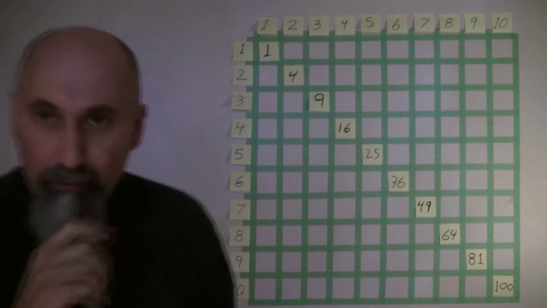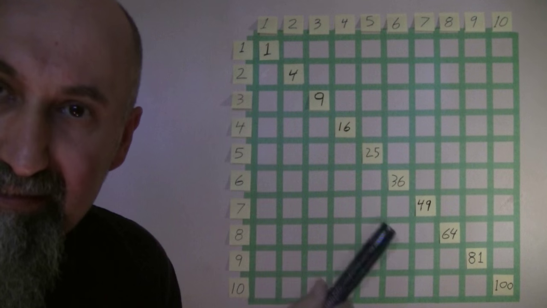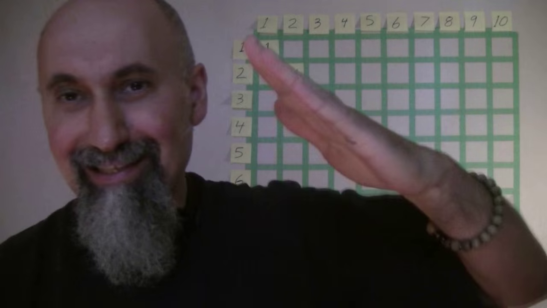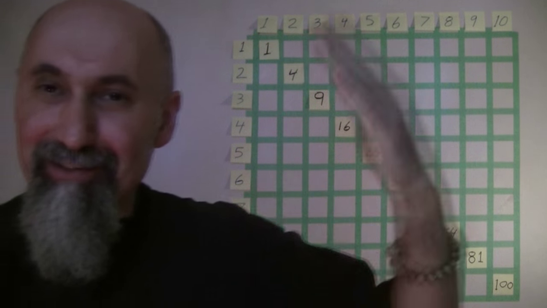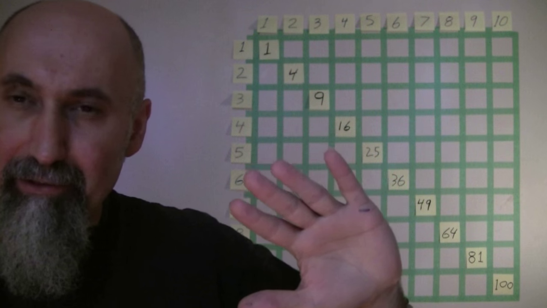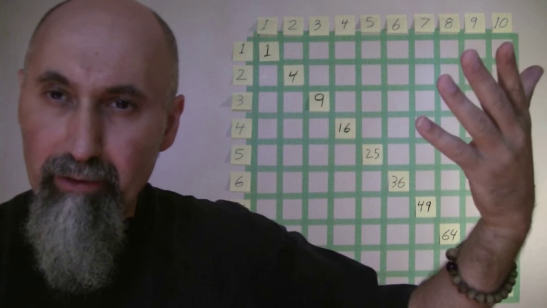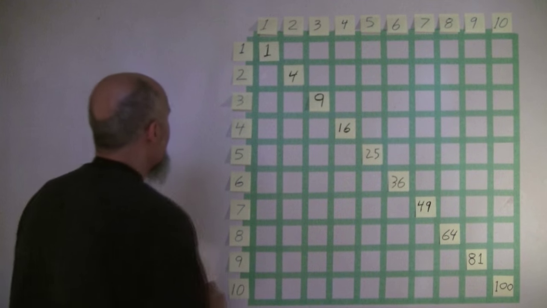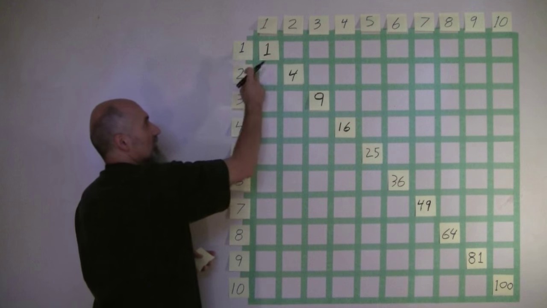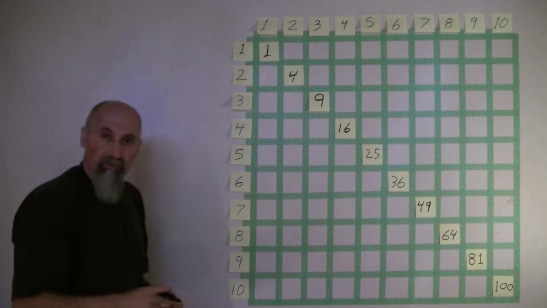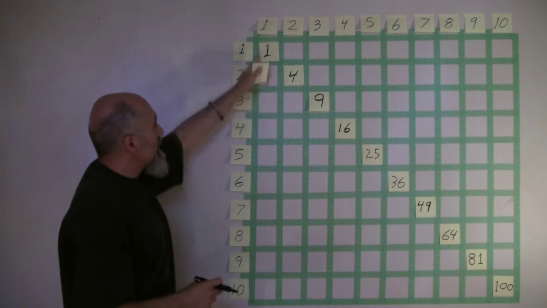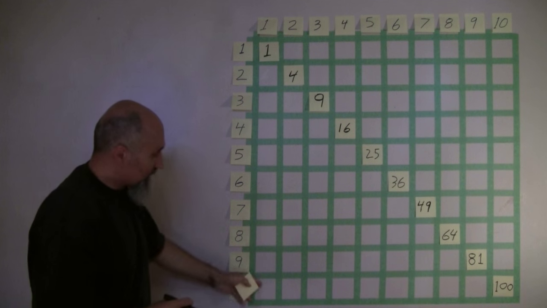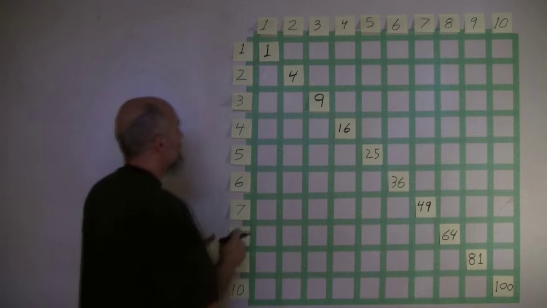Now, the way it works is this side. This line here mirrors this, is the mirror line. So everything here would flip over this way, right? So what we're gonna do is generate the bottom part first, okay? One times anything is whatever the number is, right? So one times two is two, one times three is three, one times four is four. So all we've gotta do is just copy these numbers down here, and that's what we're gonna do.